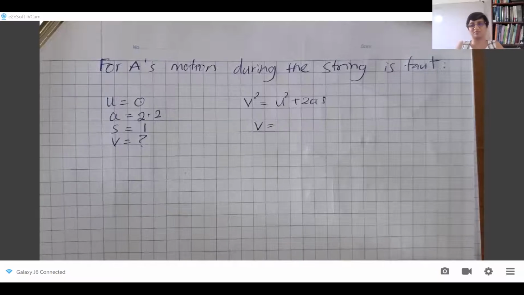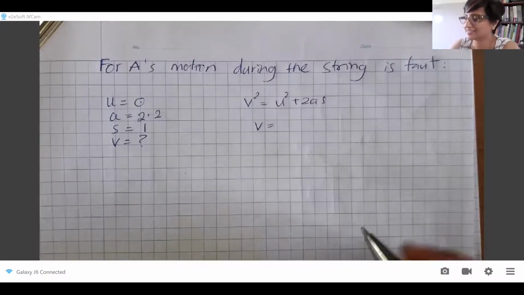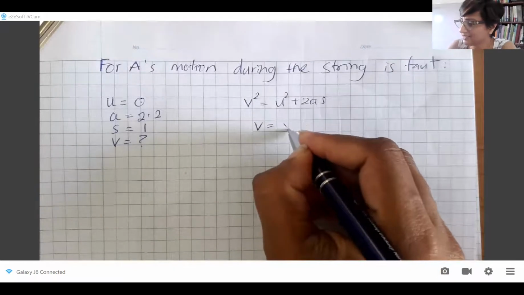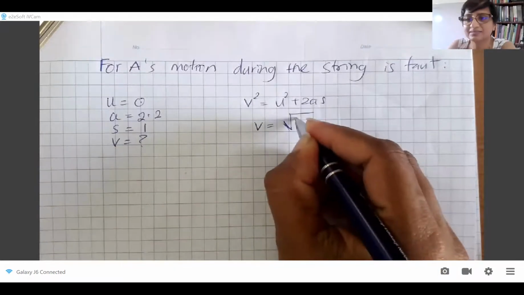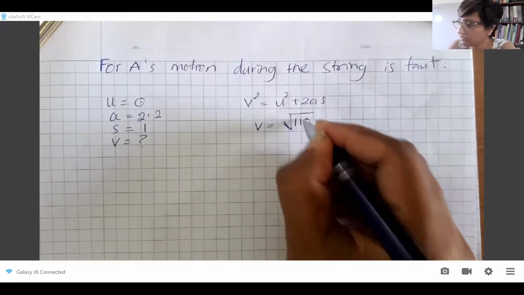Root 110 over 5. Okay. Is that right? No, can't be. You sure? Can someone else confirm that? Okay, Kavindi. No, it's okay. I'm going to keep it like this. It's ugly, huh? 110 over 5, like that.